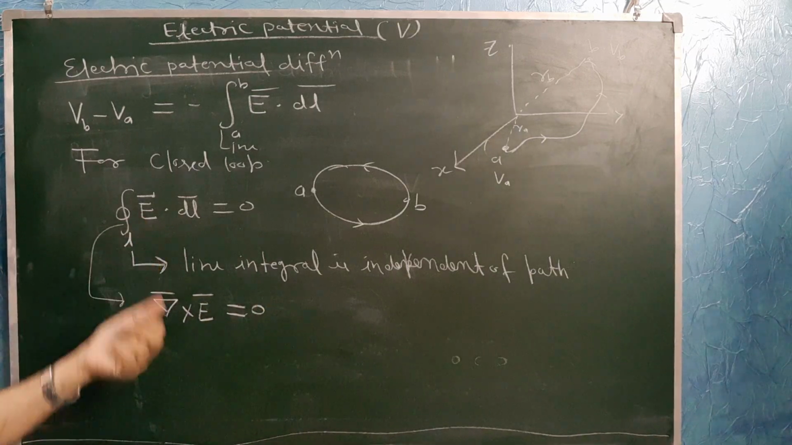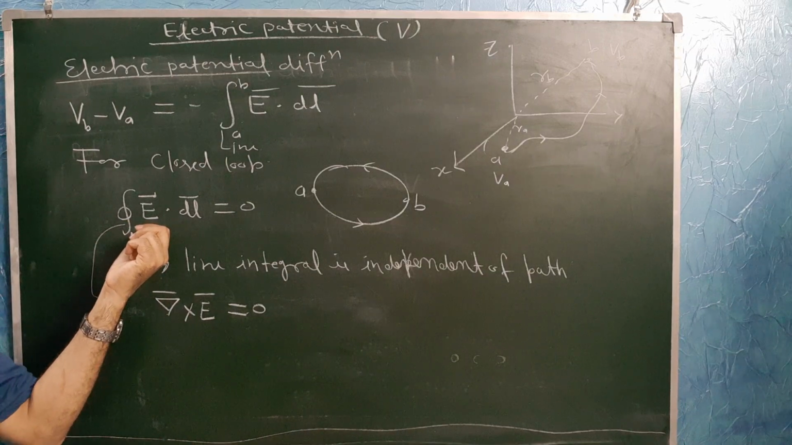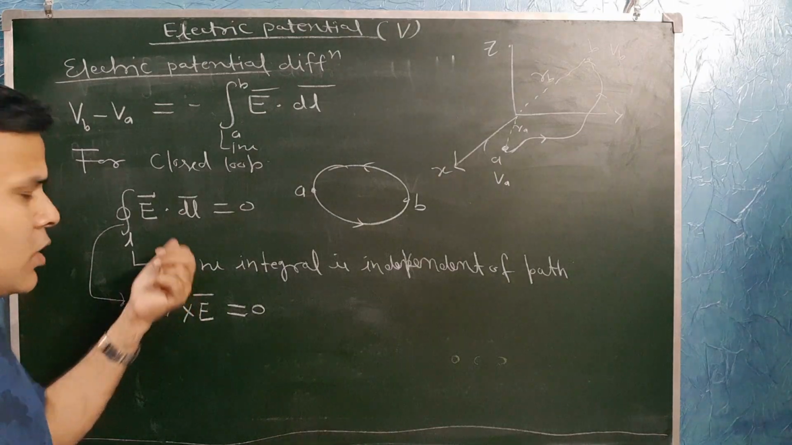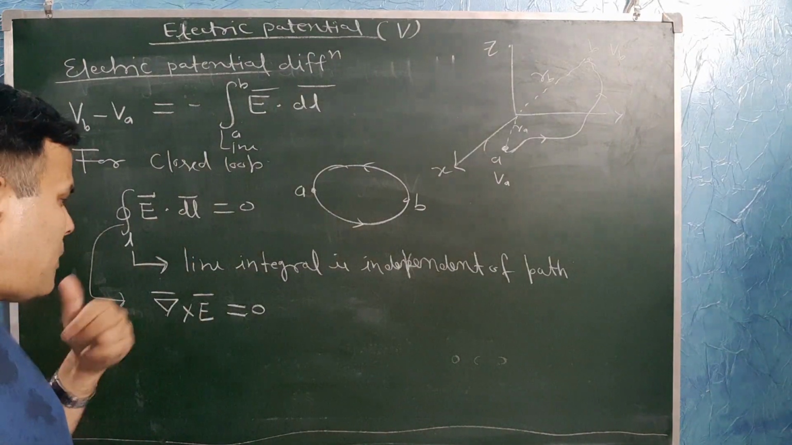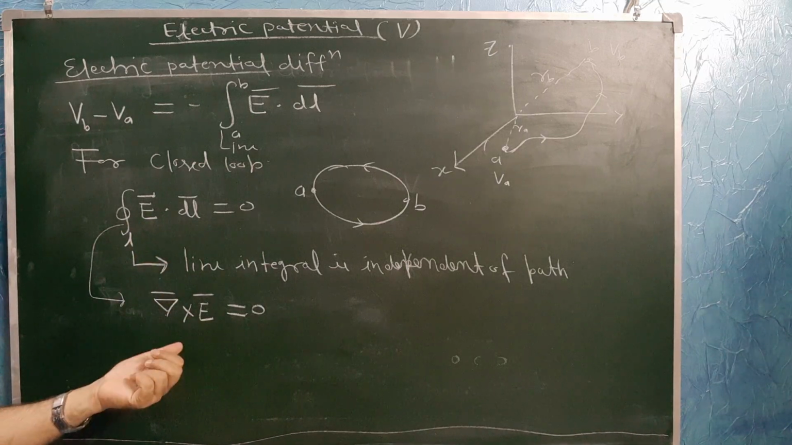So from this integral we can also find out this expression, because this is a line integral. Using Stokes theorem, which establishes the relation between line and surface integral, this line integral changes into a surface integral.